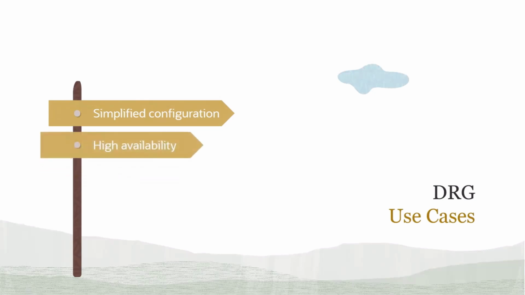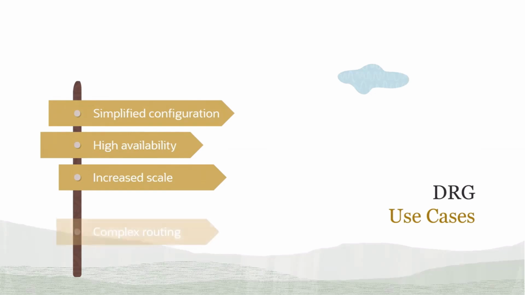High availability. Using DRG, you can use OCI Fast Connect in one region to communicate with resources in a VCN in another region. Increased scale. A single DRG can have up to 300 local VCNs attached to it. And then using DRG, you can also design transit routing scenarios. So basically, you can create a hub and a spoke architecture.